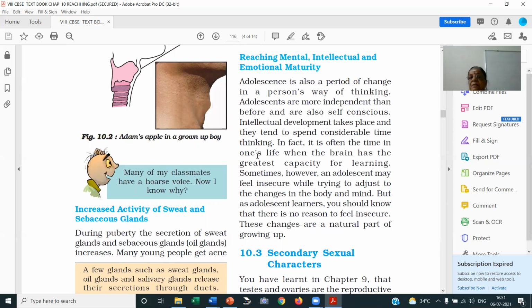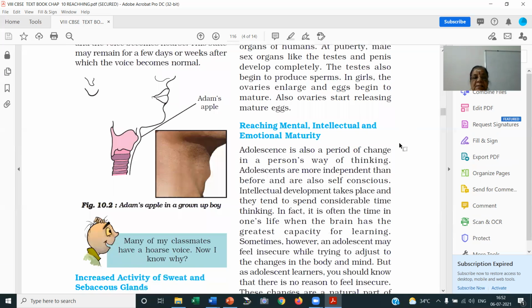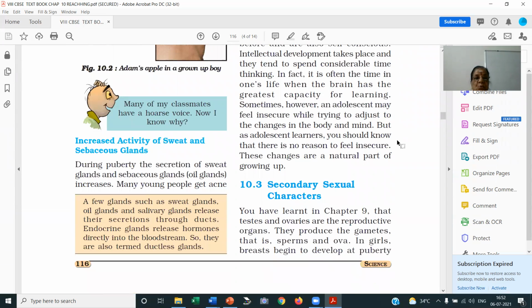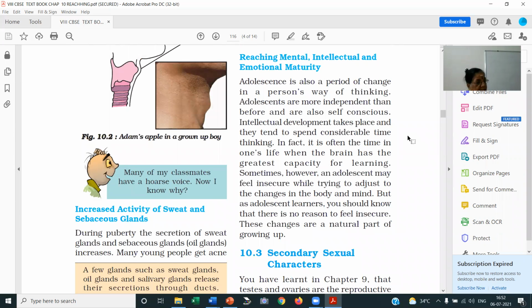Another important one: development of sex organs at puberty. Male sex organs like the testis and penis develop completely. The testis also begins to produce sperms. Same way in girls, the ovary enlarges and eggs begin to mature. Also, the ovary will start releasing the mature eggs, and that release of ovum from the ovary is called ovulation. And then the next one is reaching mental, intellectual and emotional maturity.